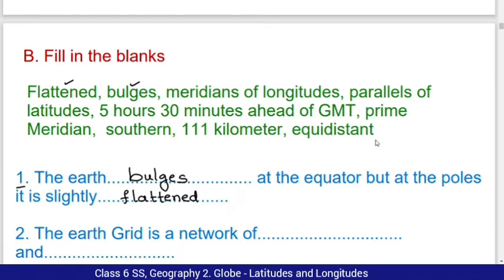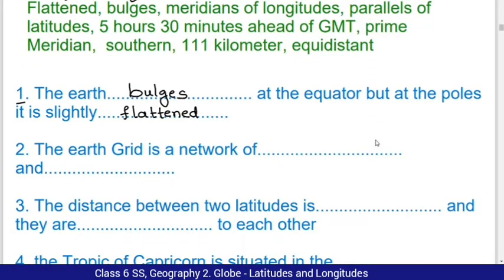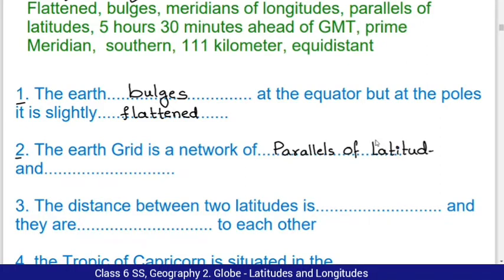Second one, the earth grid is a network of dash and dash. The earth grid is a network of parallels of latitudes and meridians of longitudes.